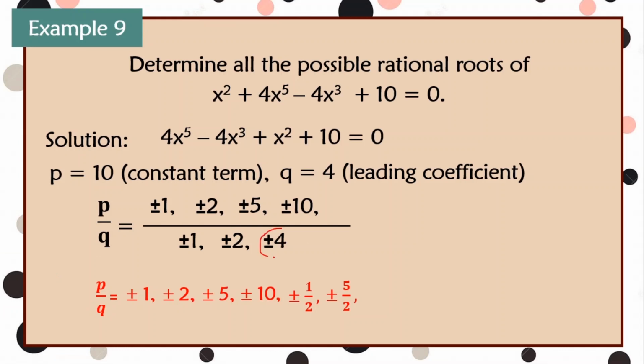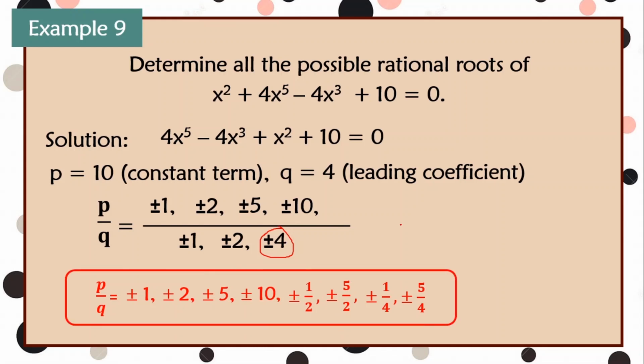So, we have positive and negative 1 over positive and negative 4. That is positive and negative 1/4. Positive and negative 2 over positive and negative 4. As we simplify, that is positive and negative 1/2. That is also written in our answer. Next, positive and negative 5 over positive and negative 4. That is positive and negative 5/4. And positive and negative 10 over positive and negative 4. That is positive and negative 5 halves. So, that is also written. So, therefore, here are all the possible rational roots of the polynomial.